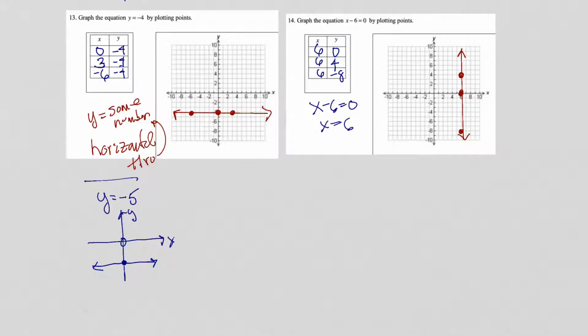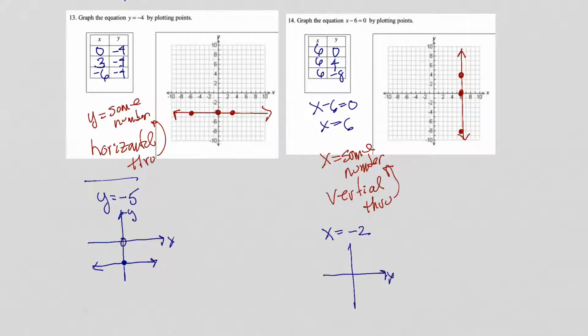So what you can see here is, if we're going to generalize, if you have x equals some number, what you get is a vertical line through that number. Just as another quick example, what if you had x equals negative 2? Here's x, here's y, there's the origin, and x equals negative 2. Now you've got this, right? x equals some number, no y's, is a vertical line passing through negative 2 on the x-axis. So I would draw a vertical line passing through negative 2.